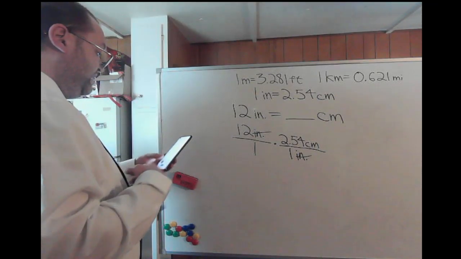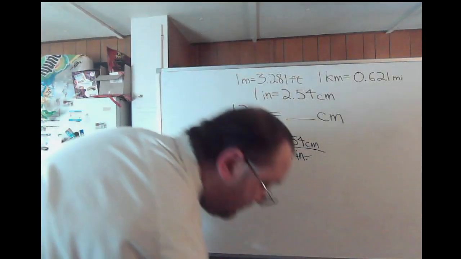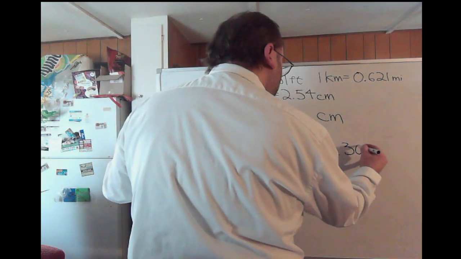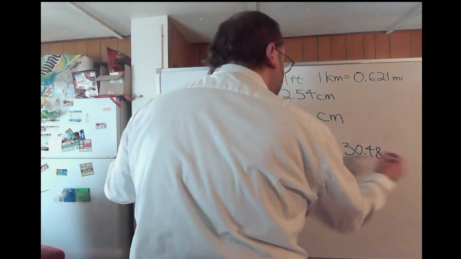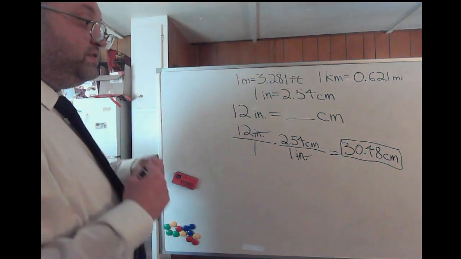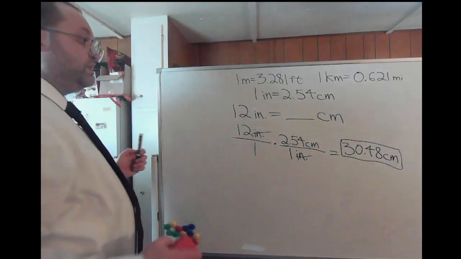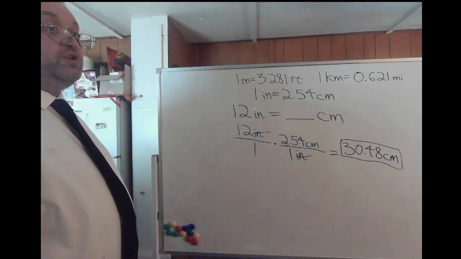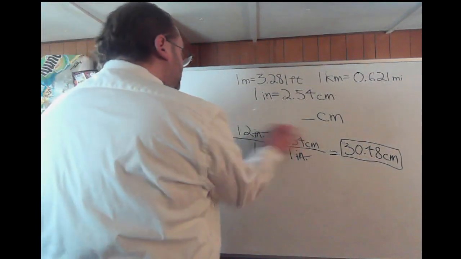So let's go ahead and put that into the calculator. 12 times 2.54 is equal to 30.48 centimeters. So 12 inches, or in other words, a foot, because we know there's 12 inches in a foot, is equal to 30.48 centimeters. So if you're in Canada and you hear you're going to get about 30 centimeters of snow, that means you're in for about a foot of snow. Yikes. That's a lot of snow.